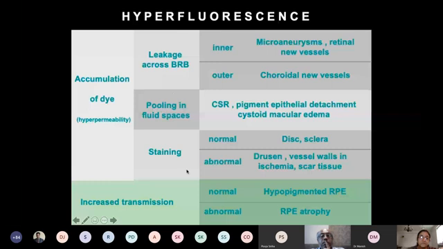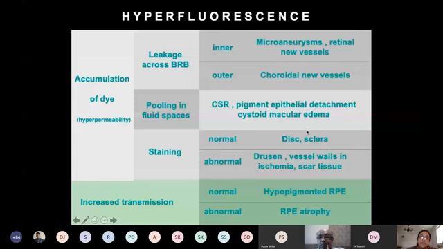If you come to the inner retina, you have microaneurysms and retinal new vessels. In the outer area, you could have choroidal new vessels like a CNVM. When we talk of pooling in the fluid spaces, like a serous retinal detachment, the dye collects within that space, like in central serous retinopathy. You have any kind of pigment epithelial detachment, which is again a potential space where the dye can collect. In cystoid macular edema, you have cystoid spaces within which the dye can collect.